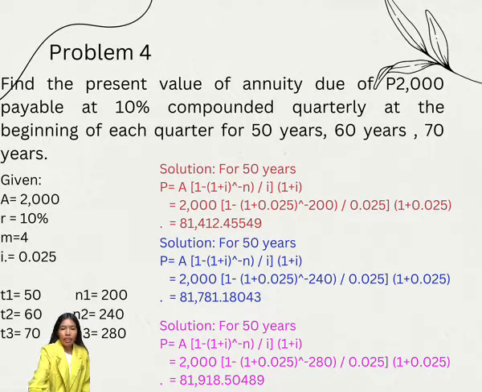And last one, for the 70 years, we are going to use the same formula, P equals A times 1 minus 1 plus I to the power of negative 280, over I, times 1 plus I. Substitute again the values. We have 2,000 times 1 minus 1 plus 0.025 to the power of negative 280, over 0.025, times 1 plus 0.025. And the final answer will be 81,980.50489. And that is for the 70 years.